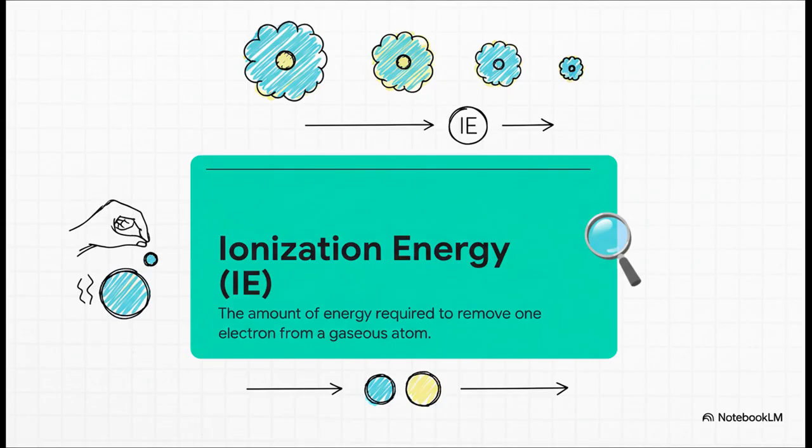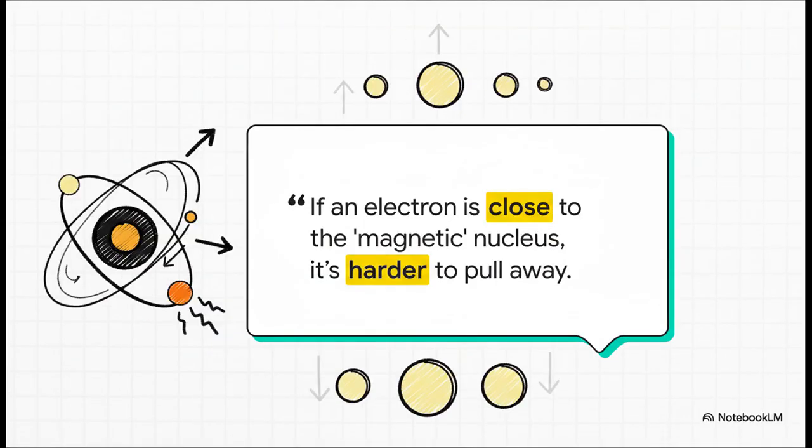Easy peasy. The best way to picture this is to think of the nucleus as a powerful magnet, right? So if an electron is hovering really close to that magnet, it's going to be a real struggle to pull it away. But if that electron is way out on the edge, far from the magnet, and maybe has some other electrons in the way, well, it's much, much easier to just pluck it off.